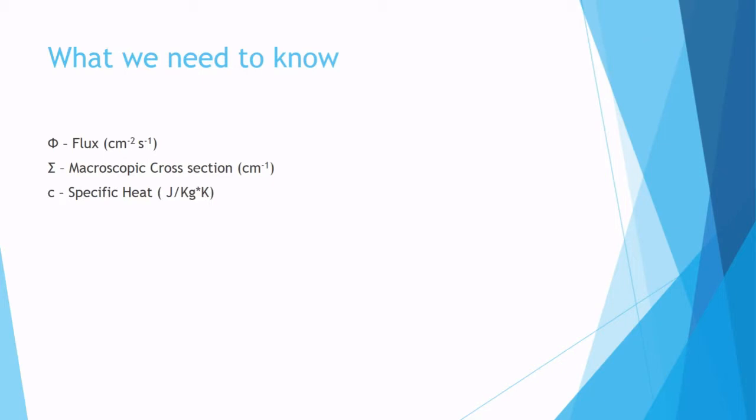The data we need to know to solve this problem is first the flux, the macroscopic cross-section of the fuel, the specific heat of the material the fuel is made out of in the units of joules per kilogram Kelvin. We need to know the mass of the fuel. And finally, we need to know the average amount of energy released per fission in the units of megaelectron volts per fission.